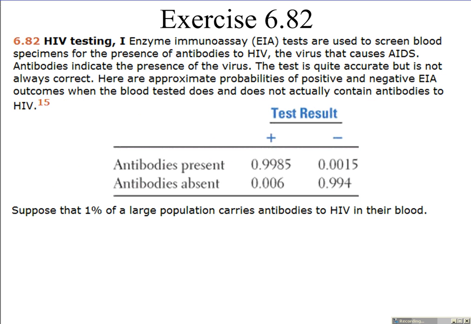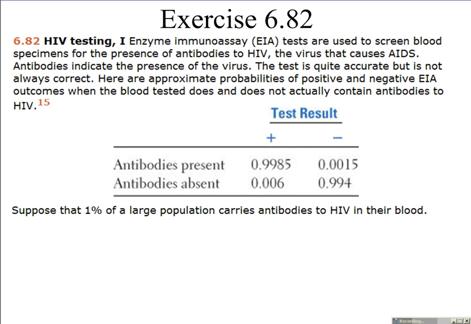Problem 82. EIA tests are used to screen blood specimens for the presence of antibodies to HIV, the virus that causes AIDS. Antibodies indicate the presence of the virus. The test is quite accurate, but is not always correct. Here are the approximate probabilities of a positive and negative EIA outcomes when blood tested does and does not actually contain the antibodies to HIV.